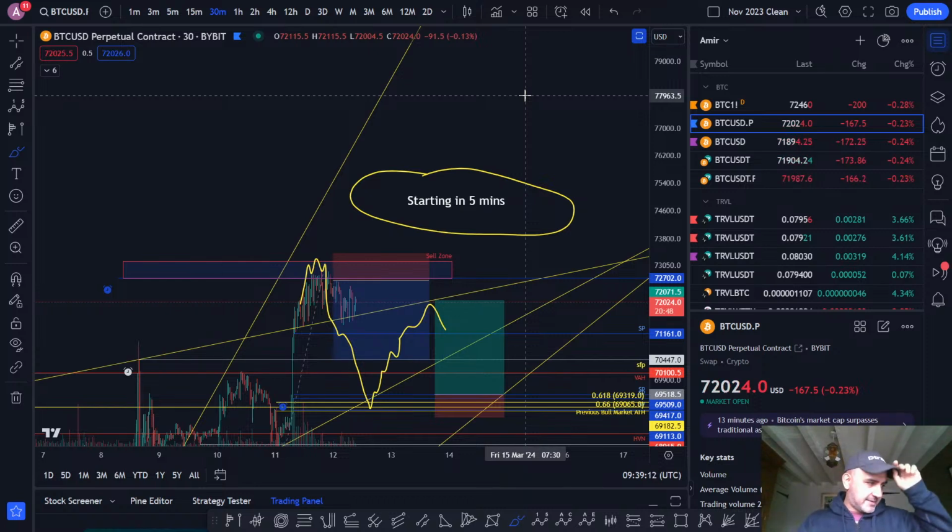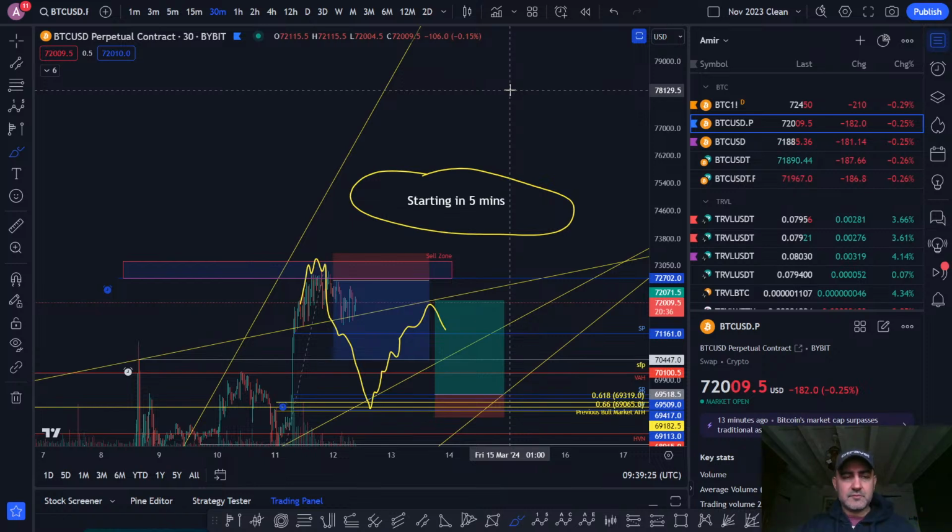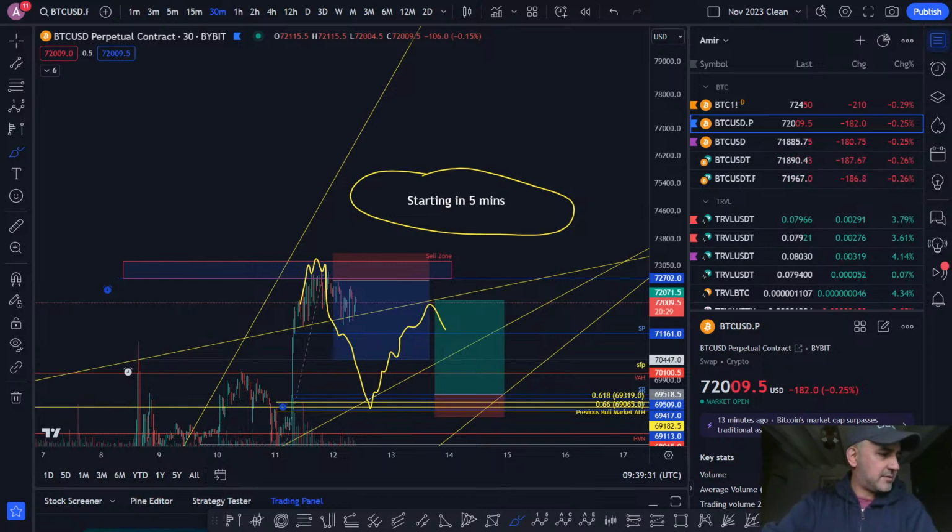All right, let's go. Let's do this. Bam! Let's dive into the charts. Let me just make sure my camera is correctly positioned. It's a bit lower. There you go. Maybe I put my chair down.